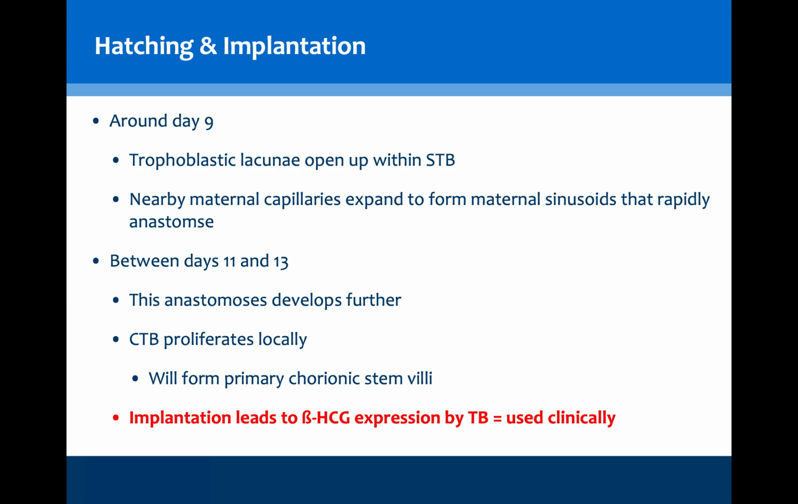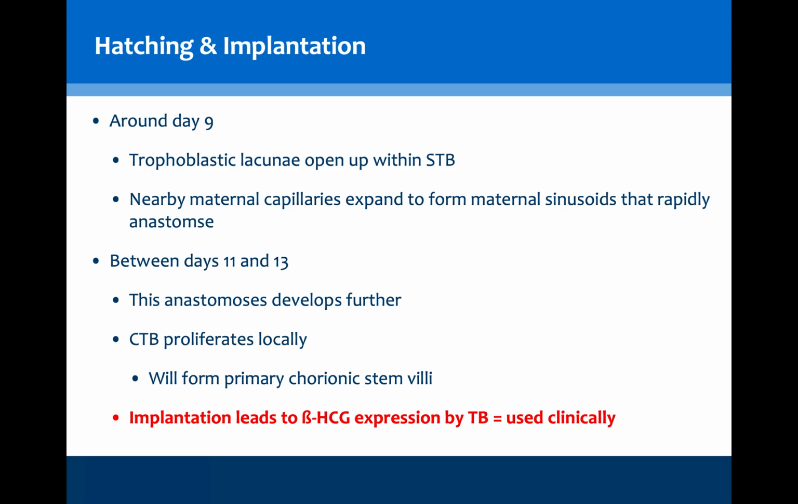So as this anastomosis develops between the two systems, the cytotrophoblast, which has that cell structure that we crave, will then actually go into these sinusoids and form the primary chorionic stem villi. So it provides structure to these maternal sinusoids that looks more like a vasculature system, that has more interconnections, more stability, and more ability to transfer nutrients.